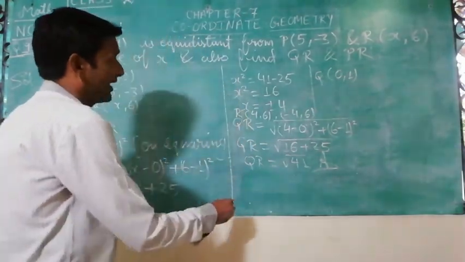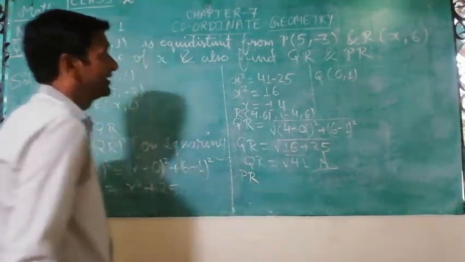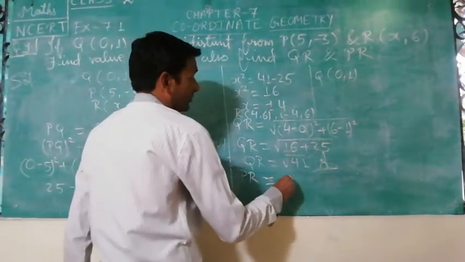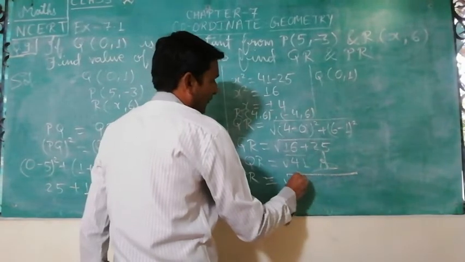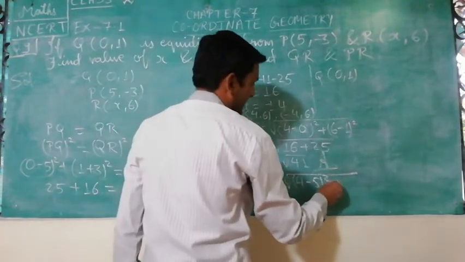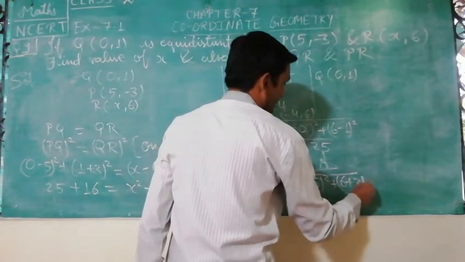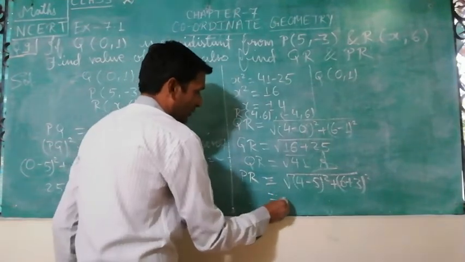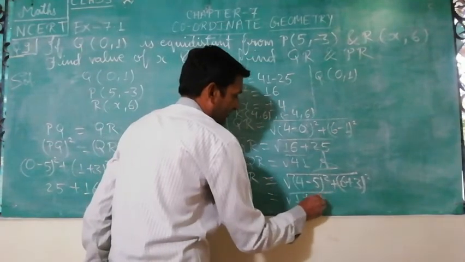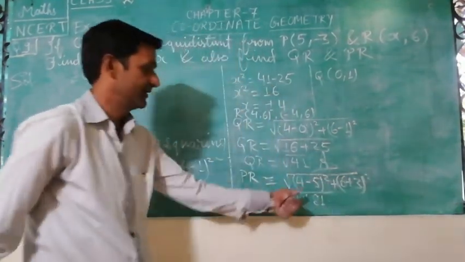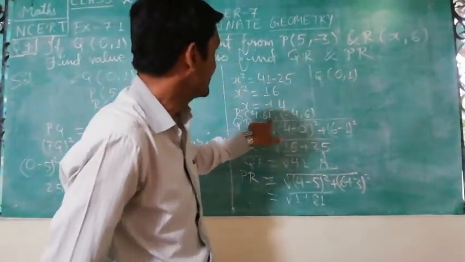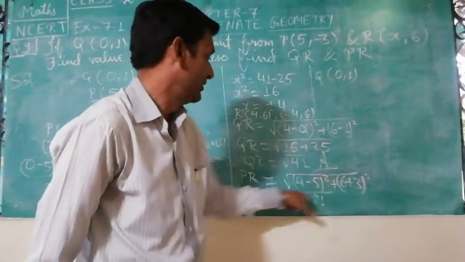Now PR we are finding. PR means distance of P from R. So it will be equal to root of (4 minus 5) whole square and (6 plus 3) whole square. So it will be what? It is equal to root of 1 plus 81. 6 plus 3 is 9, 9 square is 81. 4 minus 5 whole square and 6 plus 3 whole square. So here it is root 82.